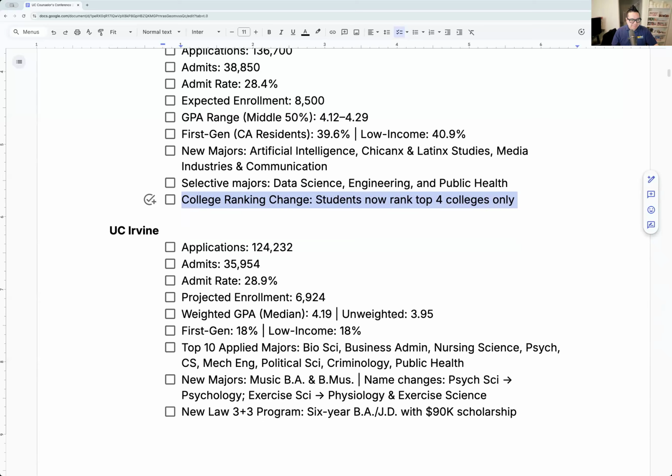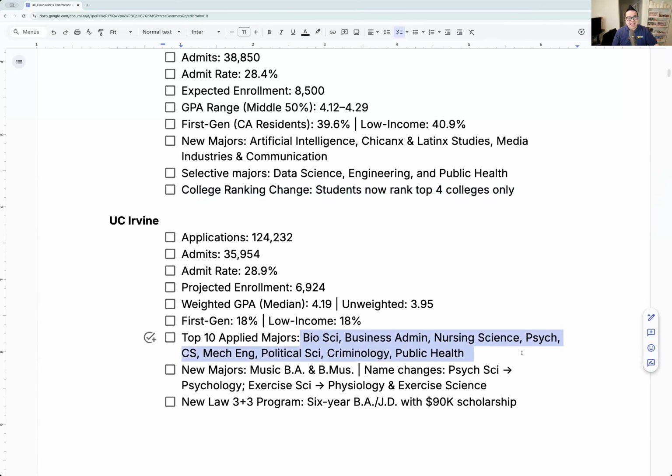Irvine, 28% admit rate. Their top 10 majors. The reason why this is important, by the way, UCI is one of the 2 UCs that do admit by major. All the UCs admit by college, not major. Only Irvine and Santa Barbara. Those are 2 schools that admit.